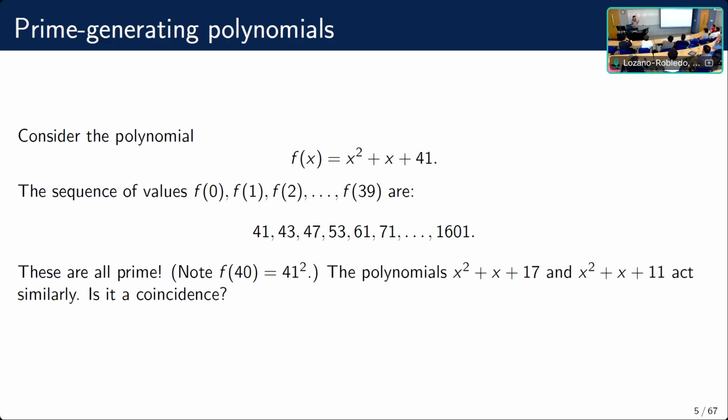So this is not an isolated example. I give you a couple of others. There's x squared plus x plus 17 and x squared plus x plus 11. They act similarly, although since those numbers are smaller, the runs are going to be shorter. So they're not quite as impressive as this last one. And so the question I want to pose is, is this a coincidence? Spoiler alert, no, it's not a coincidence.